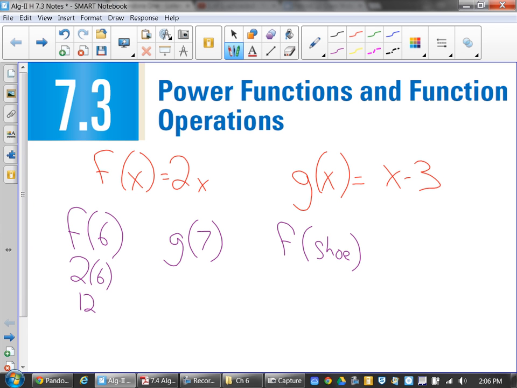When I say g of 7, you have to figure out which equation to work with. Is it the f or is it the g? G, you're right. And then you're substituting in whatever's in that parenthesis.